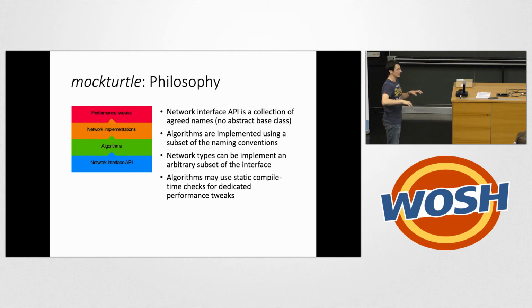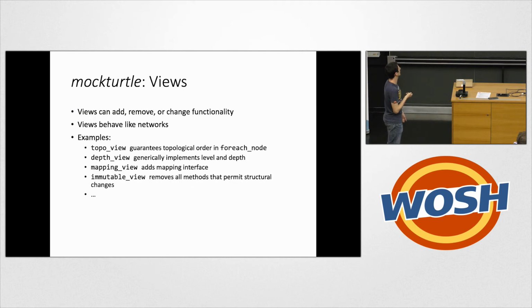And then at compile time, when you have your algorithm implemented with your abstract interface API and provide your network types, which actually provide implementations of these agreed names, you would see all names that are necessary for this algorithm are actually implemented. Then this instantiation would work, or you get a compile time error if you forgot to implement something. On top of that, you could still put some performance tweaks which use some information which is only available from the specific network implementation.